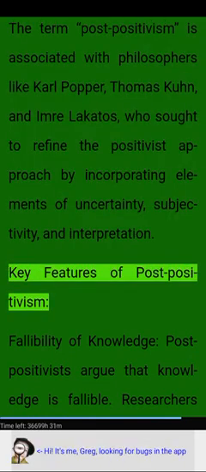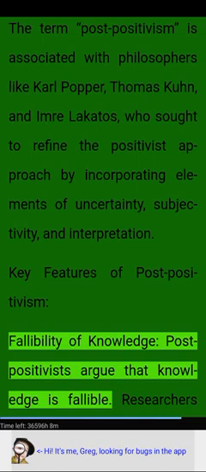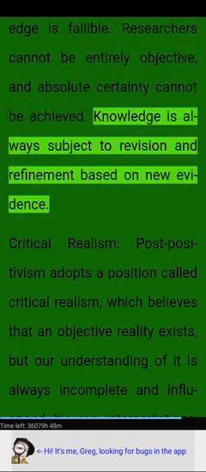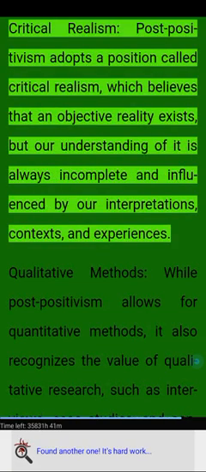Key features of post-positivism. Fallibility of knowledge. Post-positivists argue that knowledge is fallible. Researchers cannot be entirely objective, and absolute certainty cannot be achieved. Knowledge is always subject to revision and refinement based on new evidence. Critical realism. Post-positivism adopts a position called critical realism, which believes that an objective reality exists, but our understanding of it is always incomplete and influenced by our interpretations, contexts, and experiences.